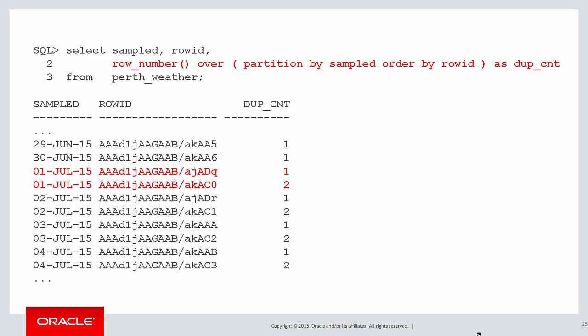So using the row number, we're going to partition by the sample date, which happens to be the logical primary key. The primary key obviously wasn't on because we allowed the duplicates to come in. And we're ordering by row ID, which is effectively any unique value we can find. You can see by the two values highlighted in red, for a given duplicate data, one of the row numbers is 1 and one of the row numbers is 2. So if we remove all the ones that have a duplicate count greater than 1, we will have removed all the duplicates. So let's build it up.